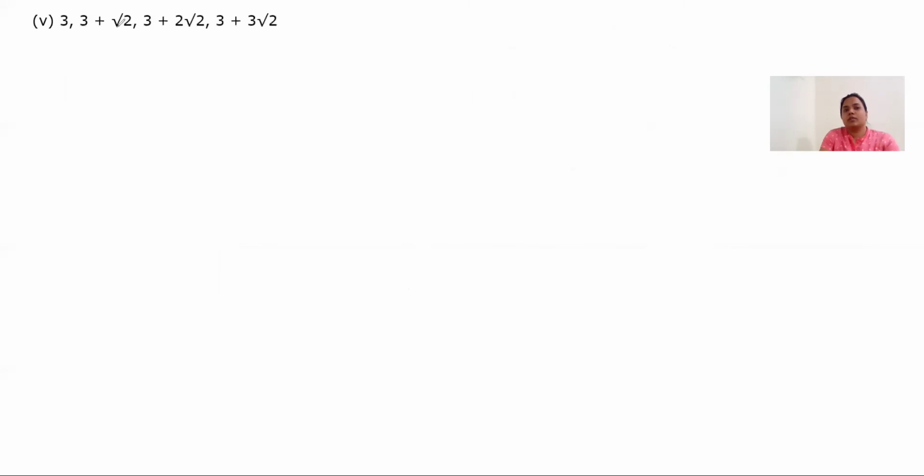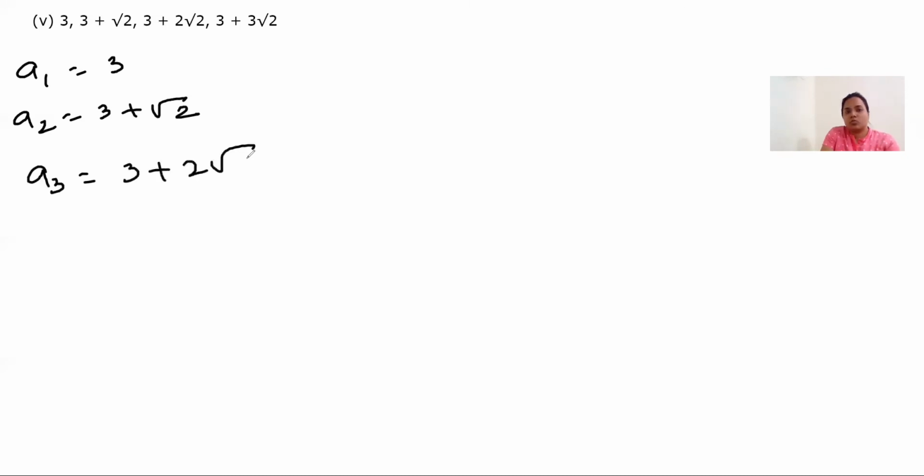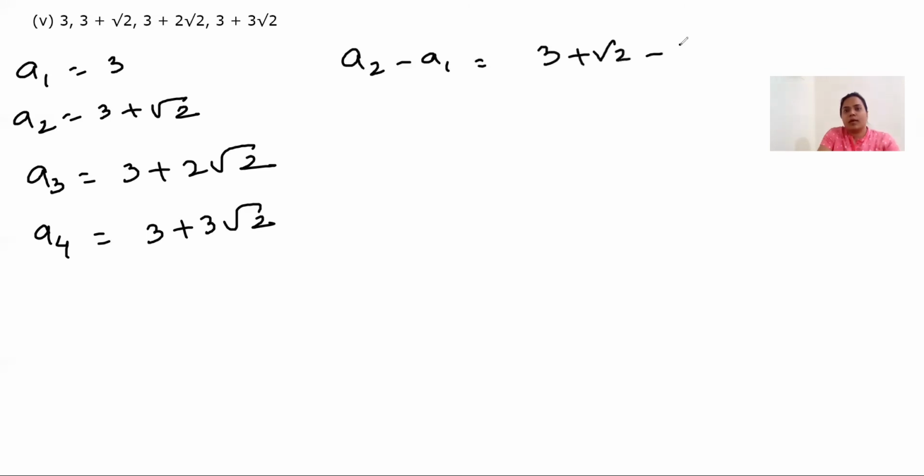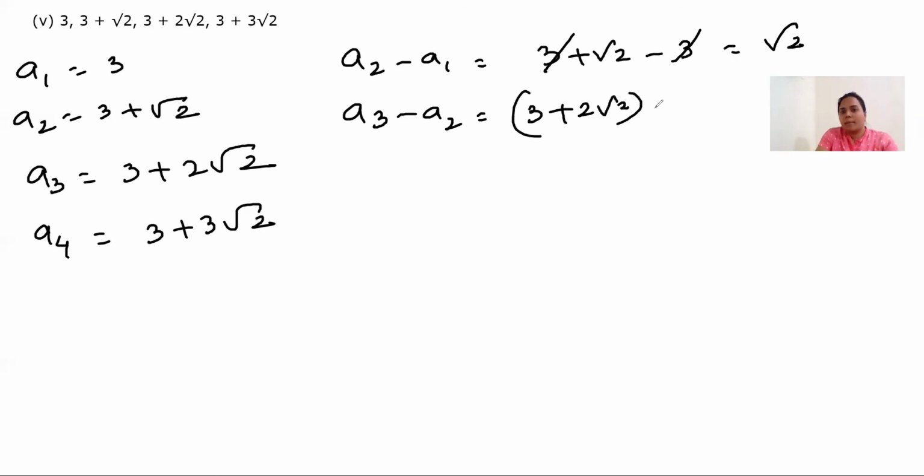Fifth question: 3 plus root 2, 3 plus 2 root 2, 3 plus 3 root 2. A1 is 3, A2 is 3 plus root 2, A3 is 3 plus 2 root 2, A4 is 3 plus 3 root 2. A2 minus A1 is 3 plus root 2 minus 3. 3 cancelled, left with root 2. A3 minus A2 is 3 plus 2 root 2 minus 3 plus root 2.